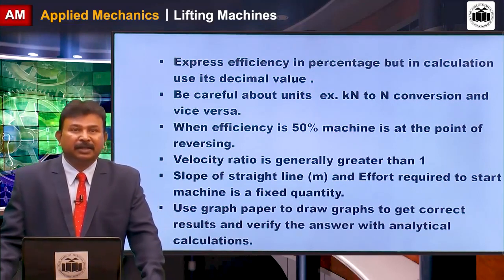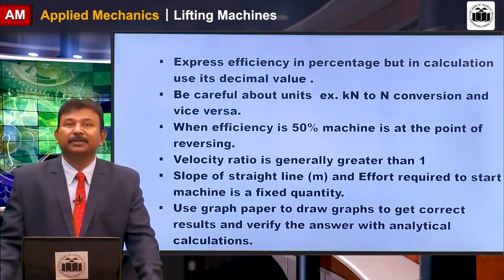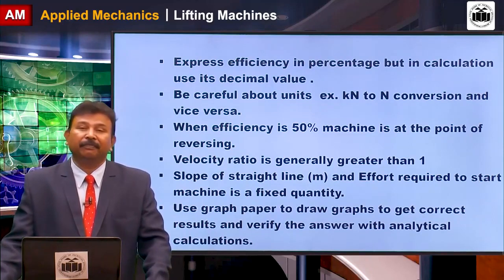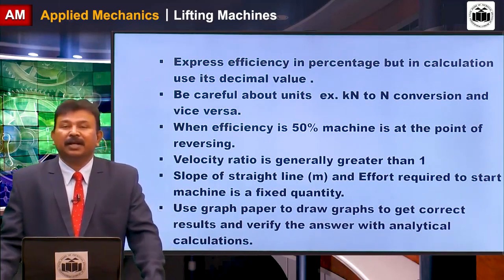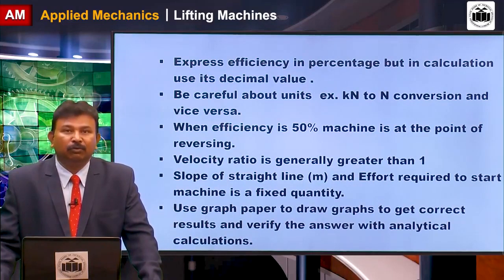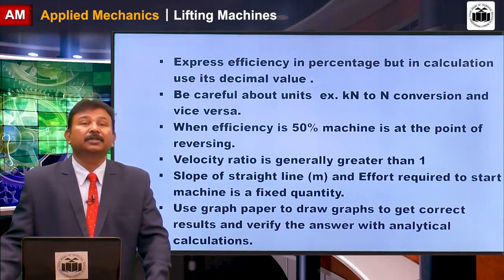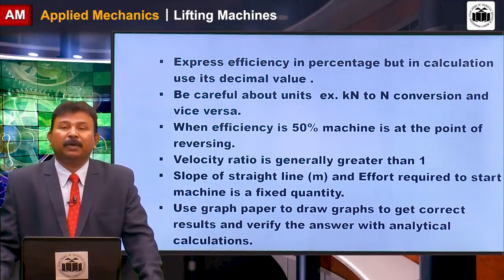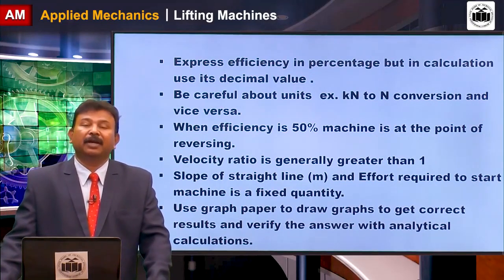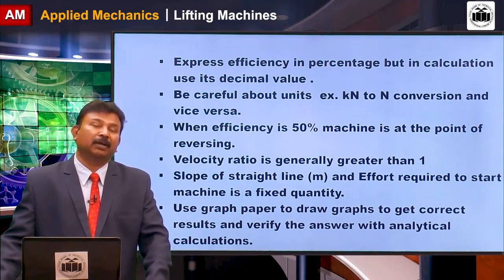When efficiency is exactly 50%, the machine is at the point of reversing. Velocity ratio is generally greater than 1. Slope of the straight line and effort required to start the machine are always fixed quantities. Use graph paper to draw the graph to get correct results and verify the answer with analytical calculations also.